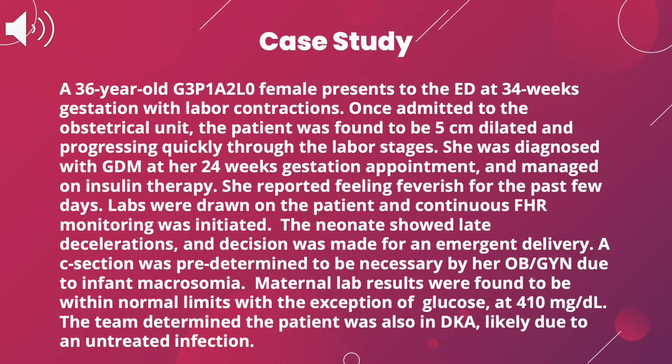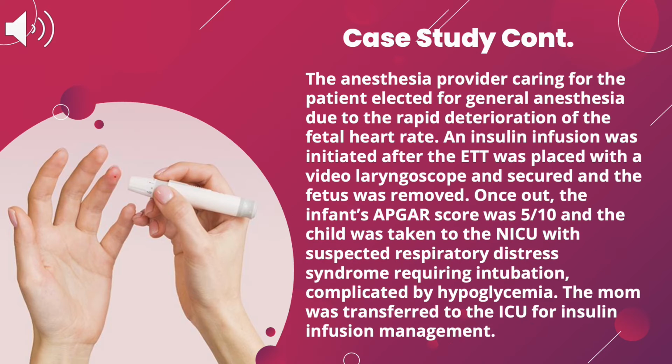The team determined the patient was also in DKA, likely due to an untreated infection. The anesthesia provider caring for the patient elected for general anesthesia due to the rapid deterioration of the fetal heart rate. An insulin infusion was initiated after the endotracheal tube was placed with a video laryngoscope and secured, and the fetus was removed. Once out, the infant's APGAR score was 5 out of 10, and the child was taken to the NICU with suspected respiratory distress syndrome requiring intubation complicated by hypoglycemia. The mom was transferred to the ICU for insulin infusion management.